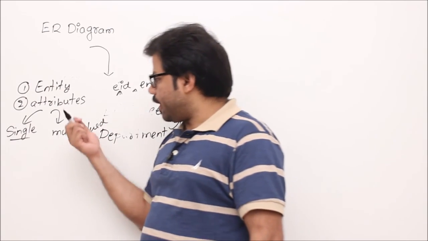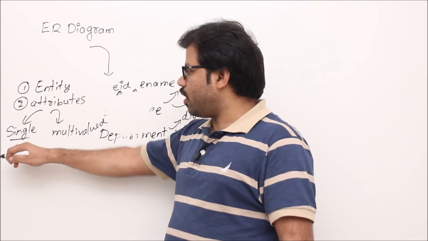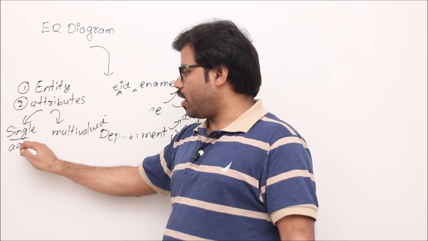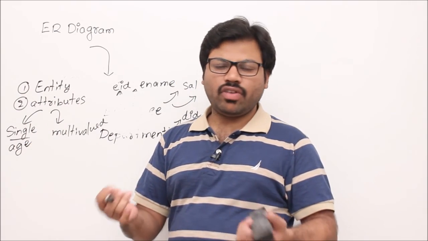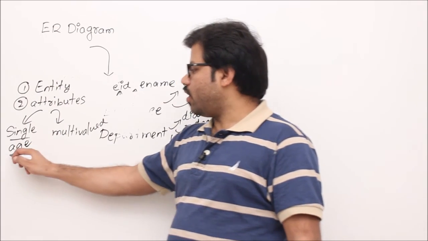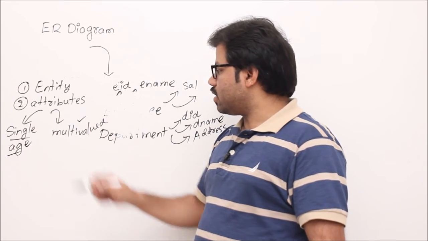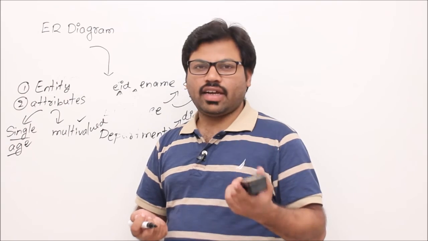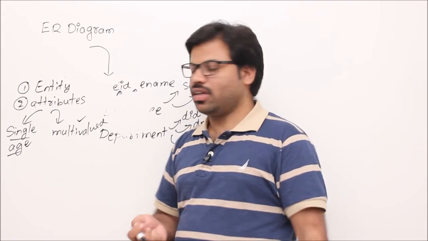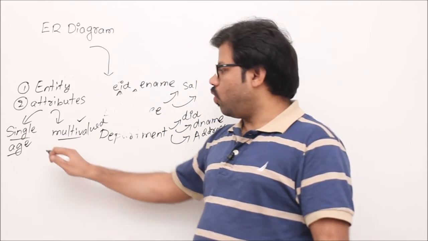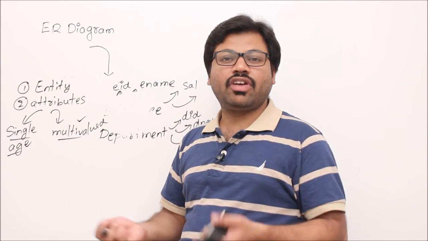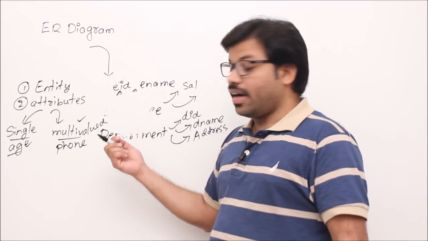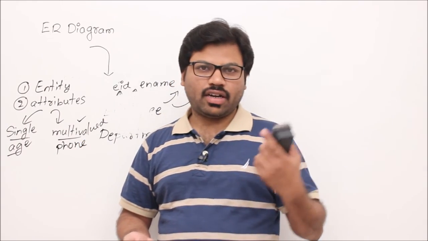So let's try to understand an example of a single valued attribute. Obviously, age is a single valued attribute, right? Definitely, everyone will have only one age. So that is a single valued attribute. Now tell me one example of a multi-valued attribute. If you don't get the idea, stop the video and think about it. Multi-valued attributes are phone numbers. Nowadays everyone has multiple phone numbers. Second one, addresses, right? Temporary address, permanent address, correct?